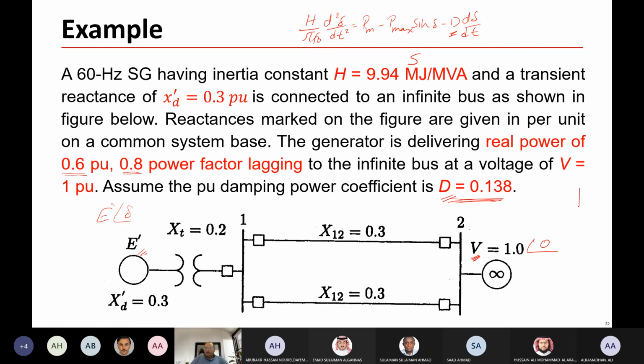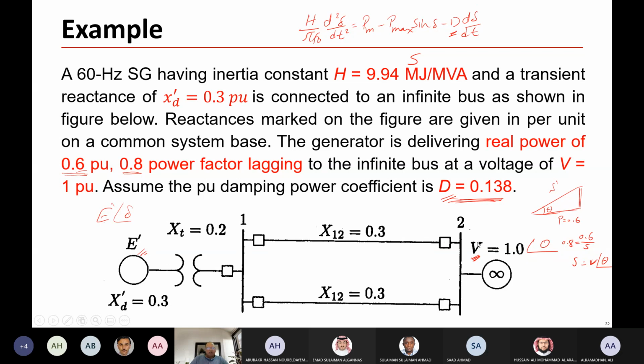And you can have, this is S. We have here 0.8 power factor lagging, and the power P equal to 0.6. So S, and you have this angle, cosine theta equal to 0.6 over S, this is equal to 0.8. So you can have S, and you can write S with the angle equal to theta. So the magnitude and the angle of the complex power is given.